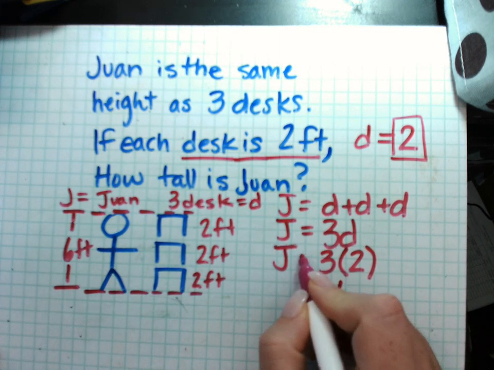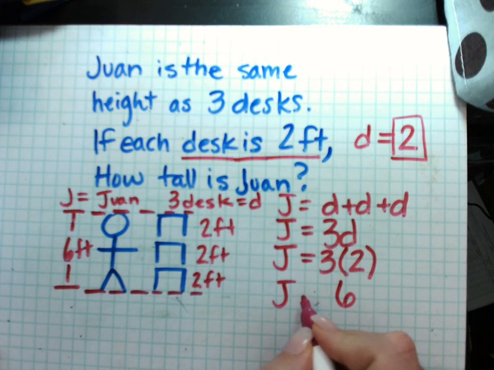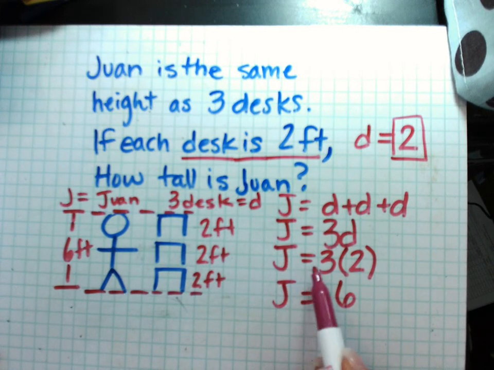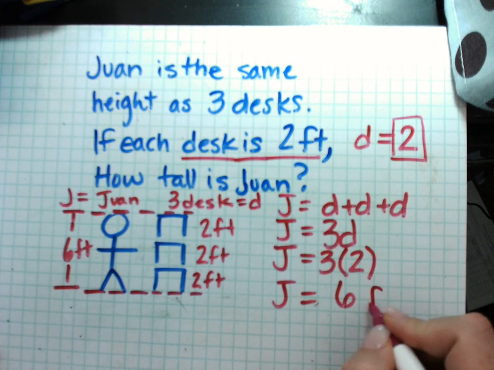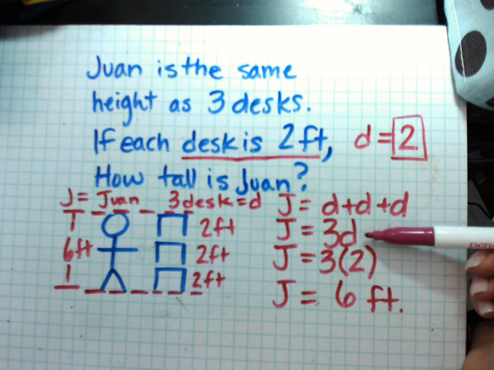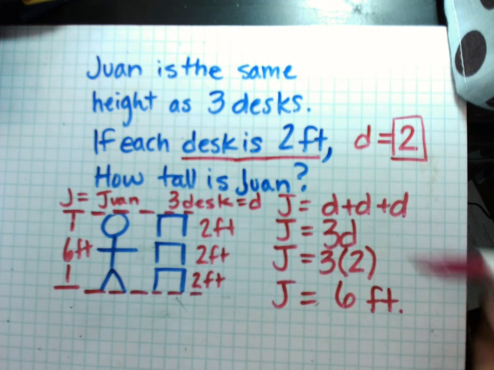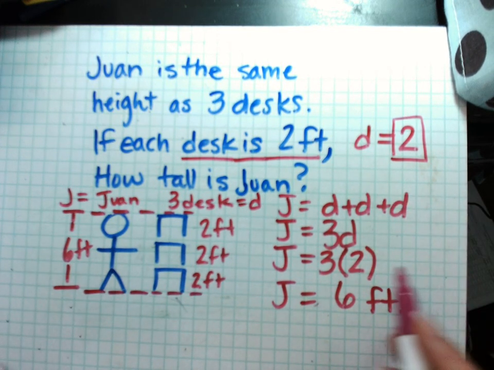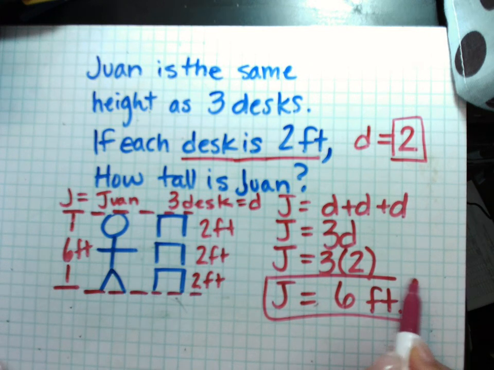So each one of these, we have to say Juan is. So Juan is 3 times the 2 feet per desk. So Juan is a total of 6. 6 what? So we have to also come back and interpret. Juan is 6 feet tall. Juan is also 3 desks tall, but no one knows the measurement of a desk unless they tell it to you. So Juan is 6 feet tall.